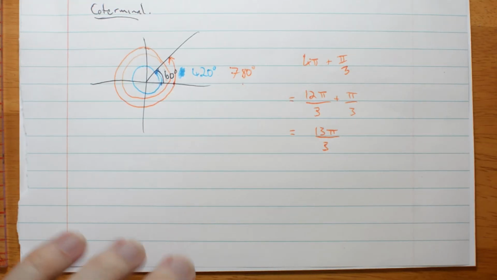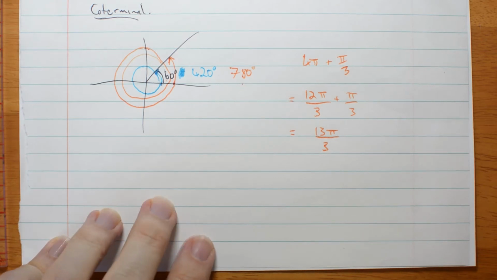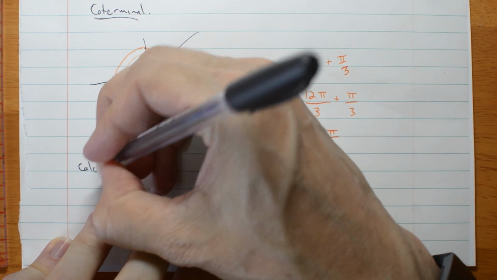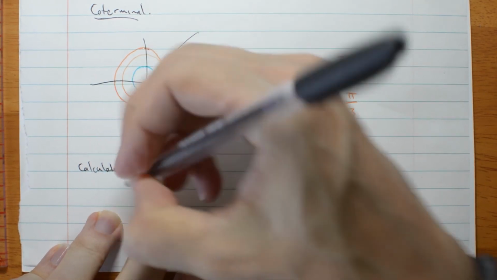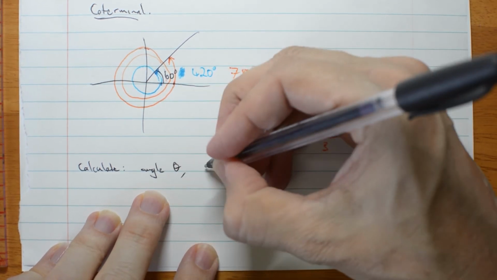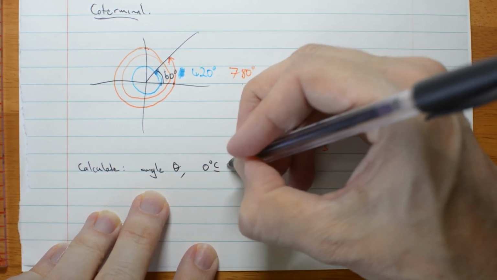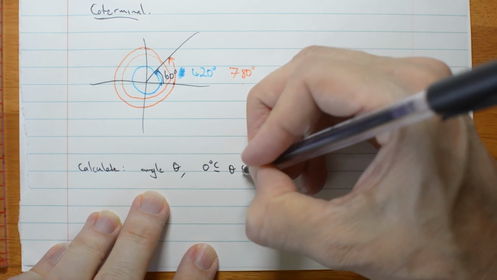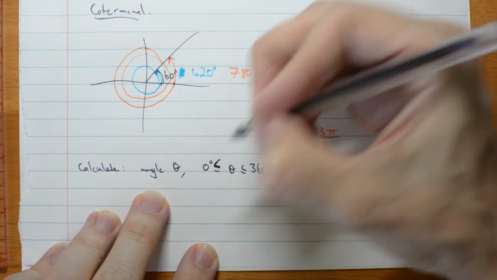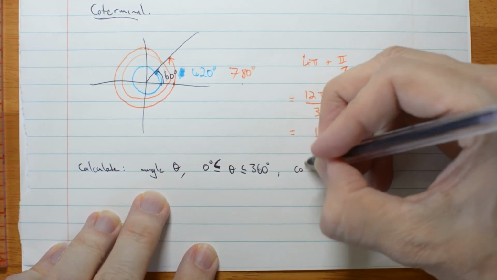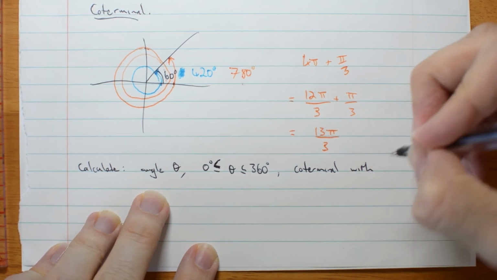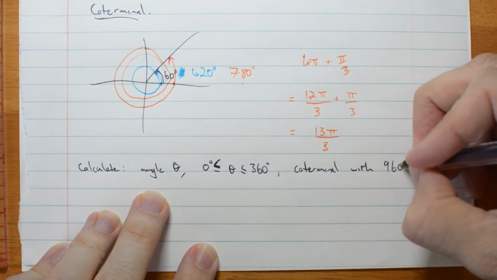So let's try a couple of other examples. Suppose I want the angle, calculate the angle theta between 0 degrees and 360 degrees, so within the first cycle, that's coterminal with 960 degrees.